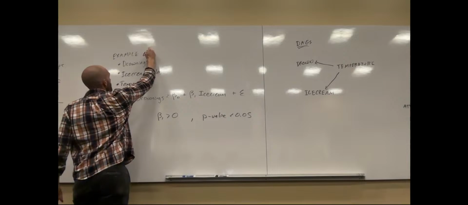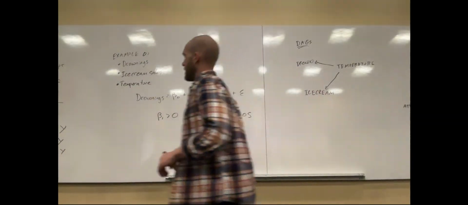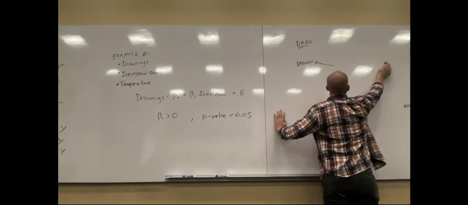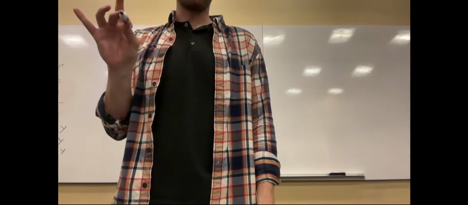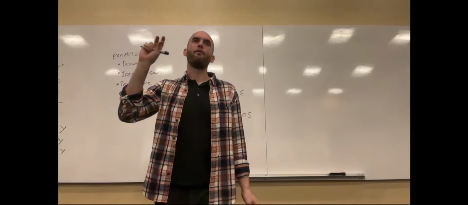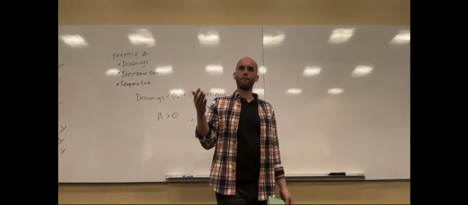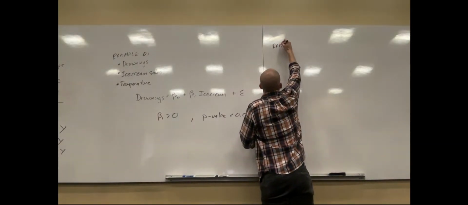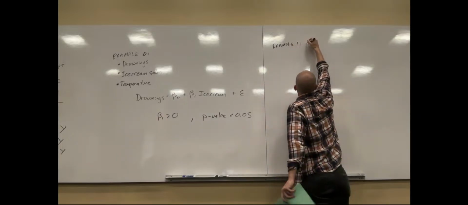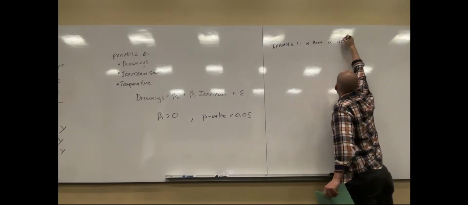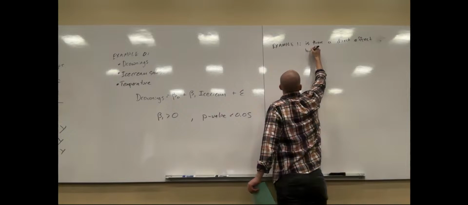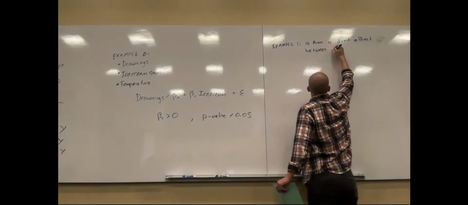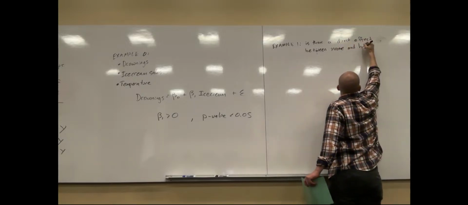So we'll call this example 0. And then let's start with example 1. So one question we might have is, is higher income directly related to better health? So these two things, do they have a direct relationship with each other? So is there an arrow between them? So the question: is there a direct effect between income and health?